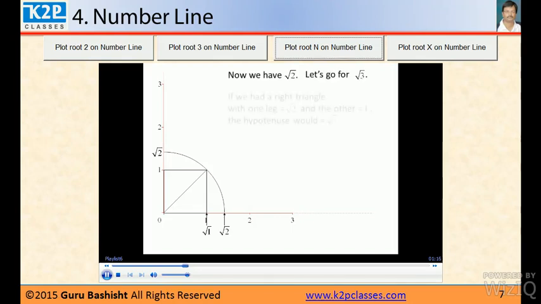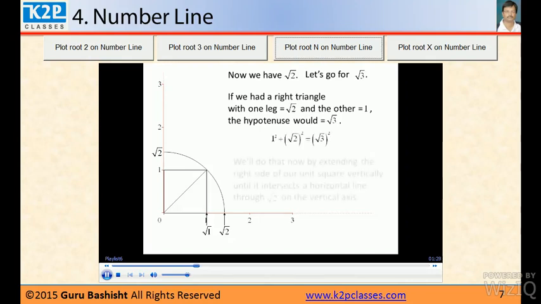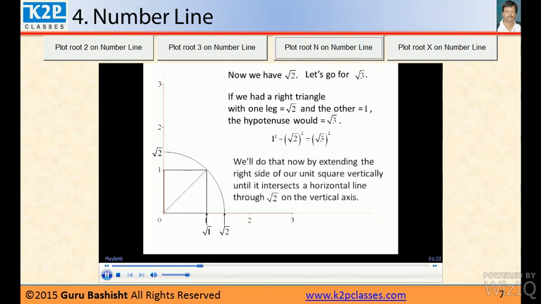Now let us go for root 3. If we had a right triangle with one leg root 2 and another root 1, the hypotenuse would be root 3. Why? 1 square plus root 2 whole square is 3. So here we know this is root 2, right? This line from here to here.